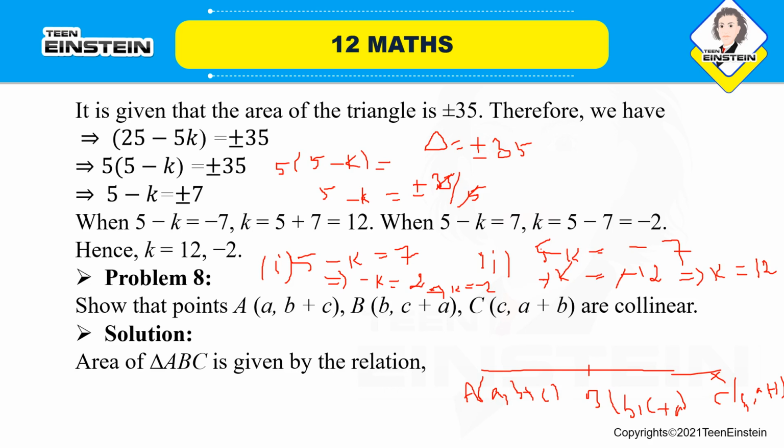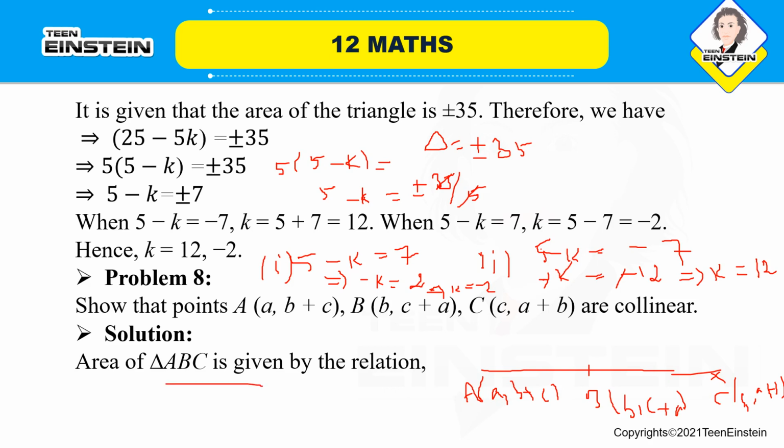That means what we have to prove? We have stated that if the 3 points are collinear, then the area of the triangle is 0. So we are going to use that result here. Okay. So what we have to show here, if the area of the triangle is 0 means, then I can say that the 3 points are collinear points.